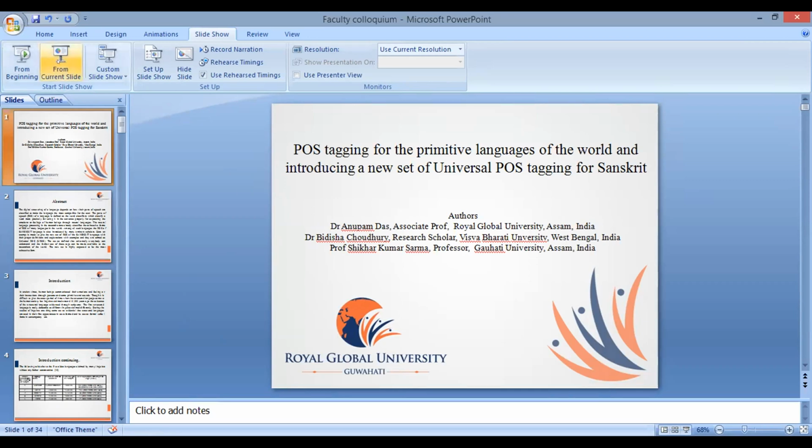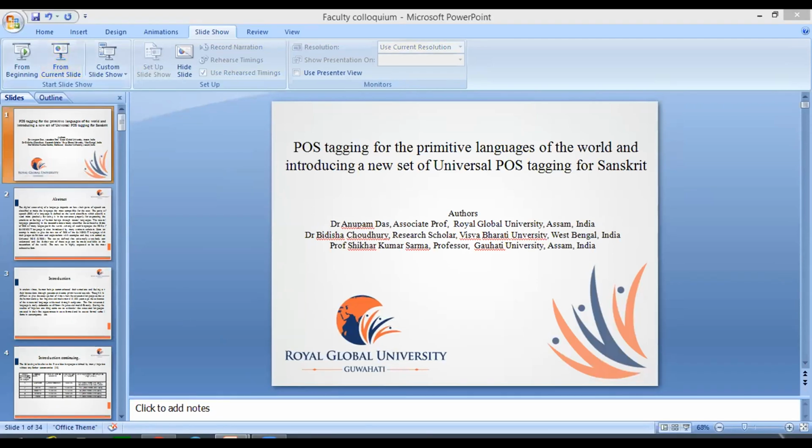So, my presentation is POS tagging for the primitive languages. Primitive languages means the old languages, which started very long years back. The main motto of the study is to introduce a new set of universal POS tagging for Sanskrit. And on the Sanskrit language, there are so many.